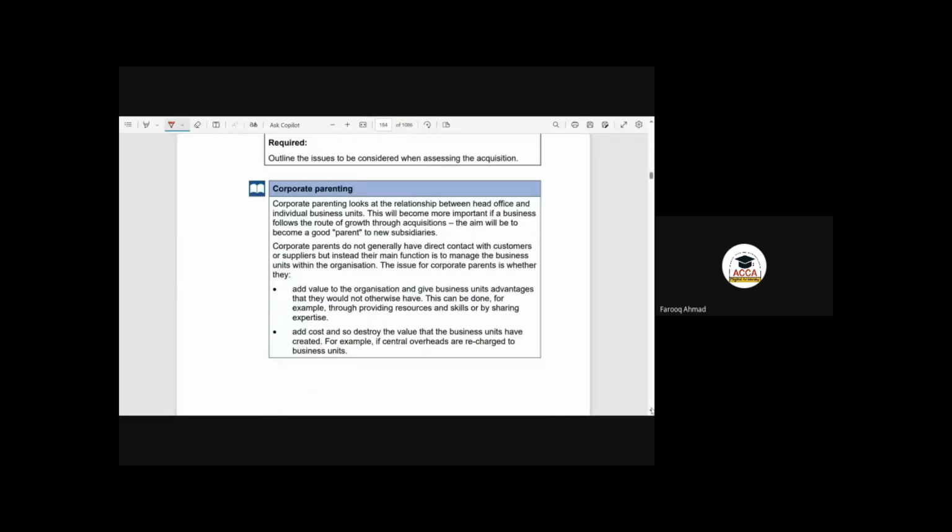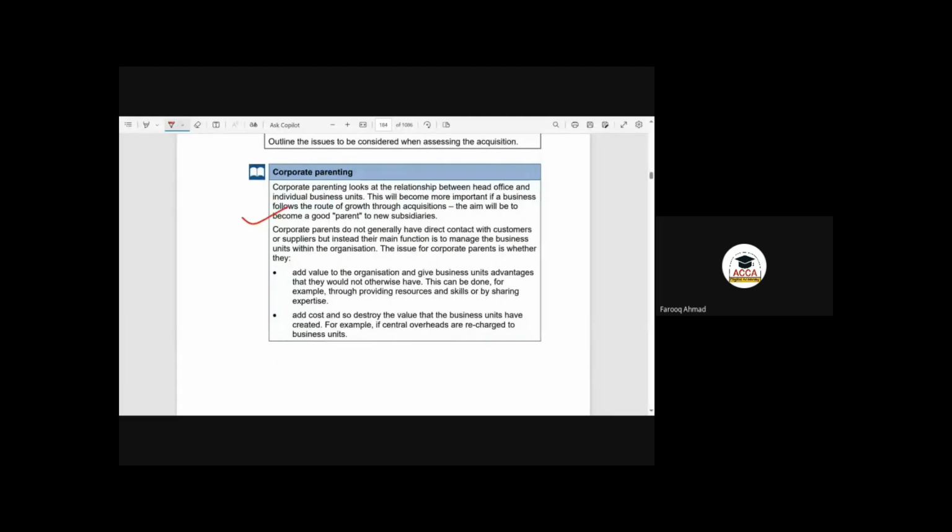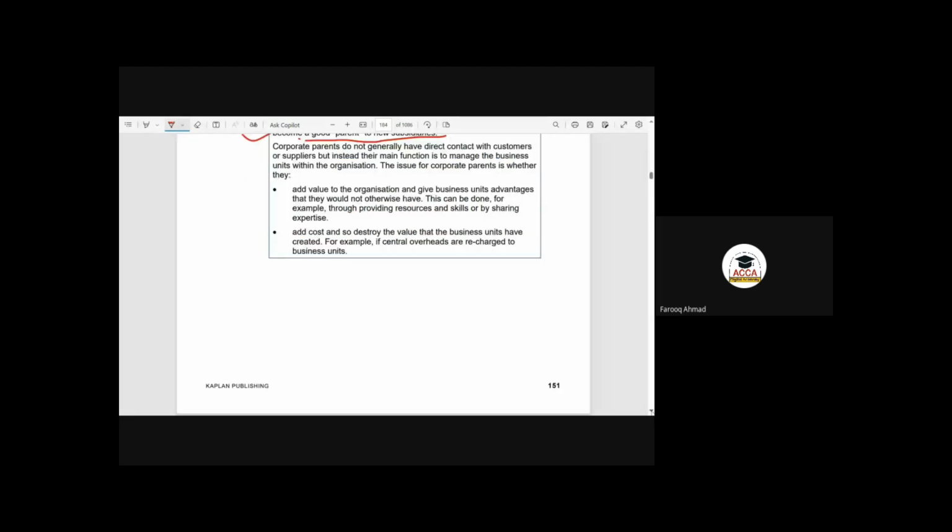Corporate parenting is also there. Corporate parenting is the relationship between the head office and the individual businesses, like subsidiaries. This becomes more important if a business follows the route of growth through acquisition. The company has to become a good parent of a new subsidiary. This example is well explained and well known to you students. You have done all subsidiaries, sharing goodwill calculation, and how much percentage of sharing they bring.